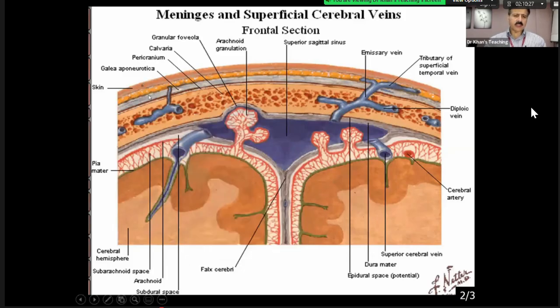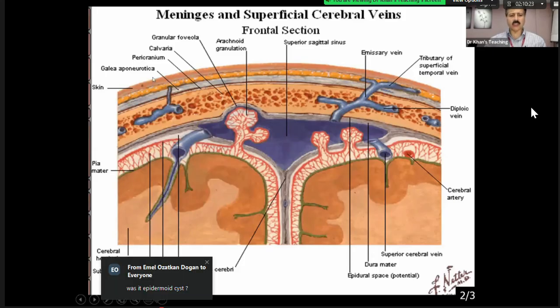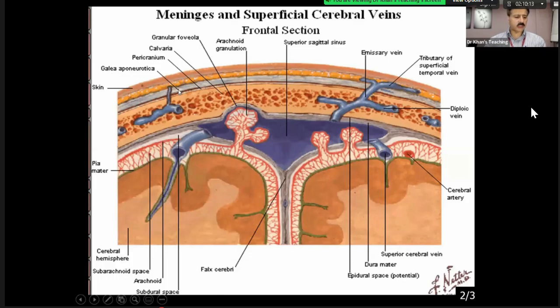Superficially is what we call the scalp, and as radiologists we are less interested there. There is what we call the galea aponeurotica, which in radiology we never use this term, but surgeons use it because when there is a scalp hematoma, they say subgaleal hematoma. Having said that, this is not important for you. More important for you is what's inside.